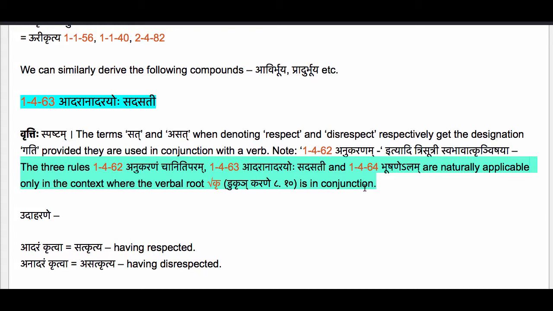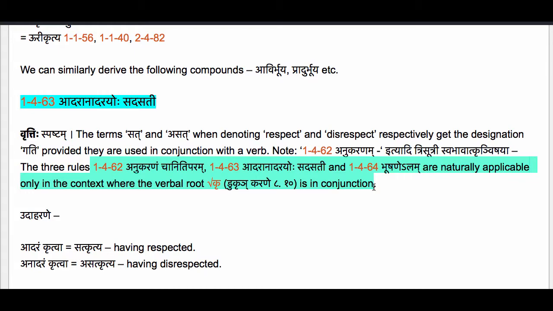For example, take the present Sutram 1463. This Sutram applies only when Sat denotes respect and Asat denotes disrespect. And what can the action be? Action is to show respect or show disrespect. In Sanskritam, the action of show is denoted as to make respect, to make disrespect. Therefore, the verbal root kru only makes sense. So these three rules from 1462 to 1464 are such that the terms mentioned in them require the verbal root kru to be in conjunction in order to apply these rules which prescribe the designation Gati.